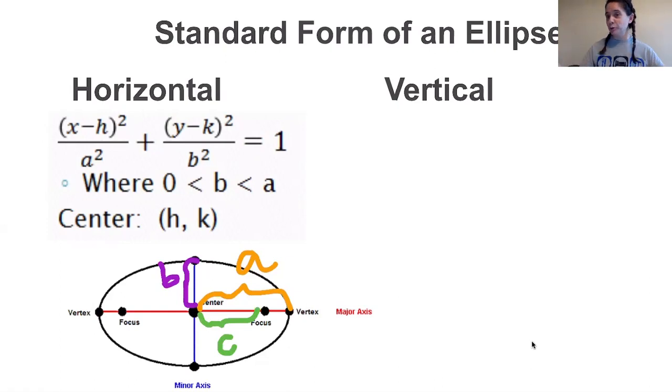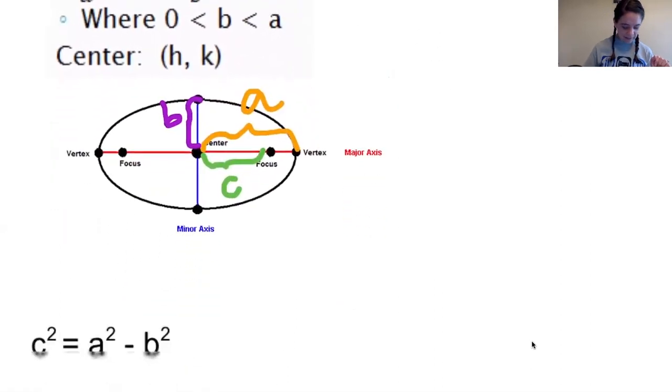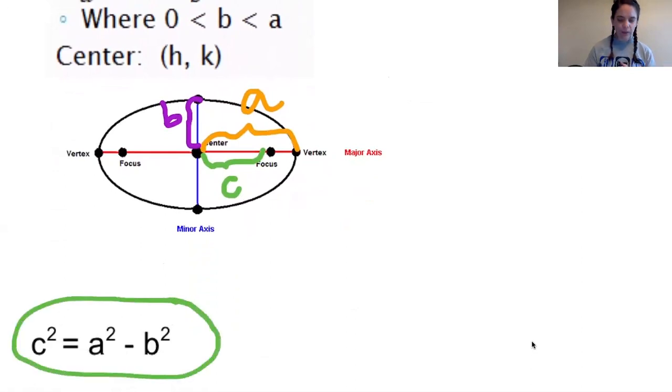Mrs. Holman, how do we calculate C? C can be found by taking C squared equals A squared minus B squared. Please make sure you write that down correctly. C squared equals A squared minus B squared.